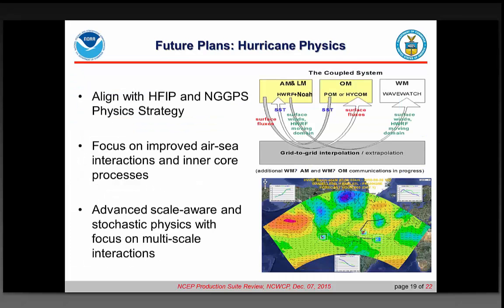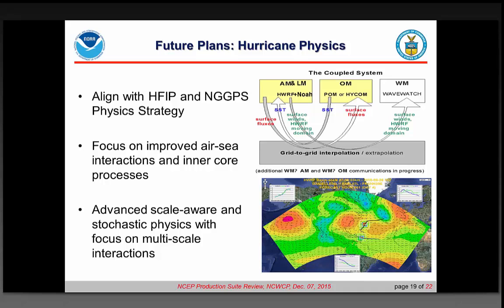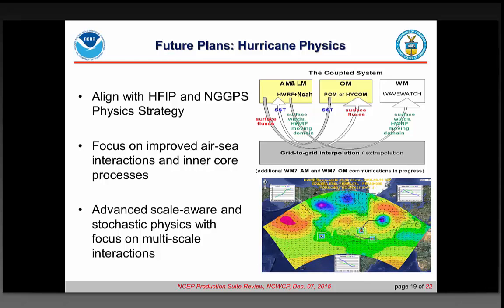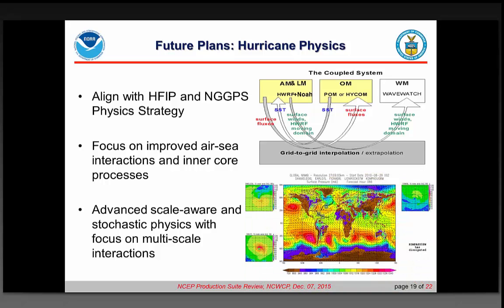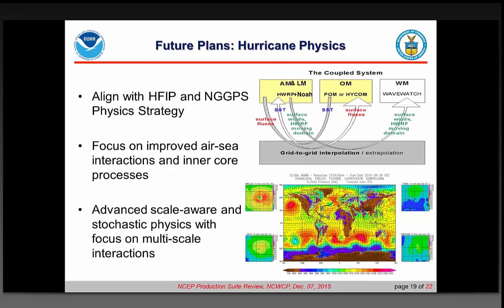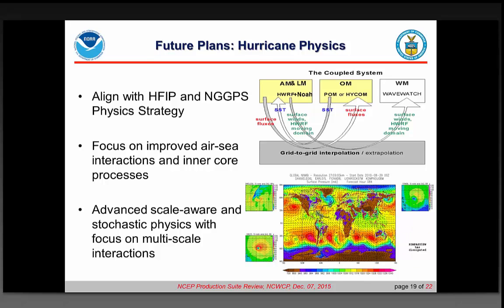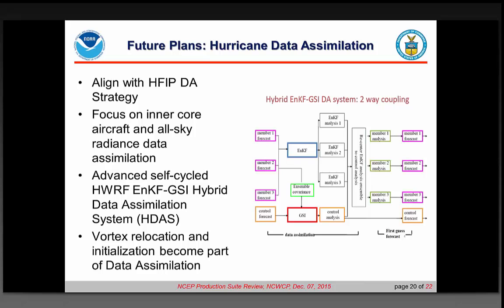And continuous improvements are anticipated with the physics in terms of both HFIP and NGGPS strategies for improving the hurricane forecast. Improved air-sea interactions and the inner core processes are going to be the focus areas. And as we move forward with the multi-scale interaction, scale awareness will become extremely important, apart from the three-way coupled system that requires individual components to be accurately tuned or developed for appropriate physics. And this is the prototype that we were demonstrating, a global model with multiple nests that can provide high-resolution hurricane forecasts.